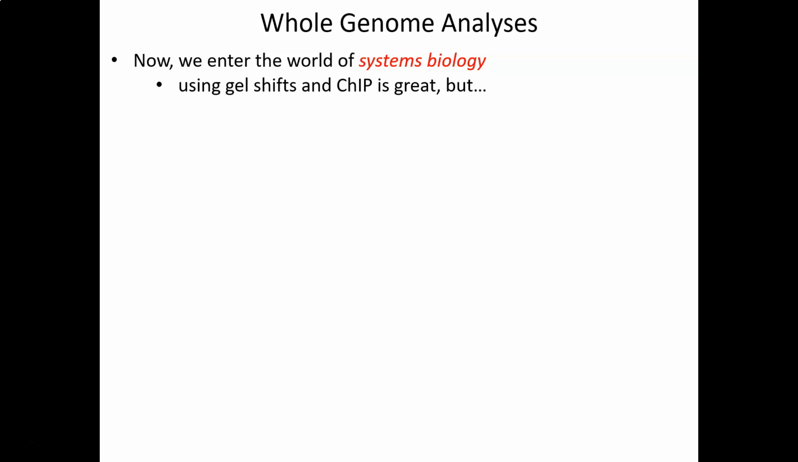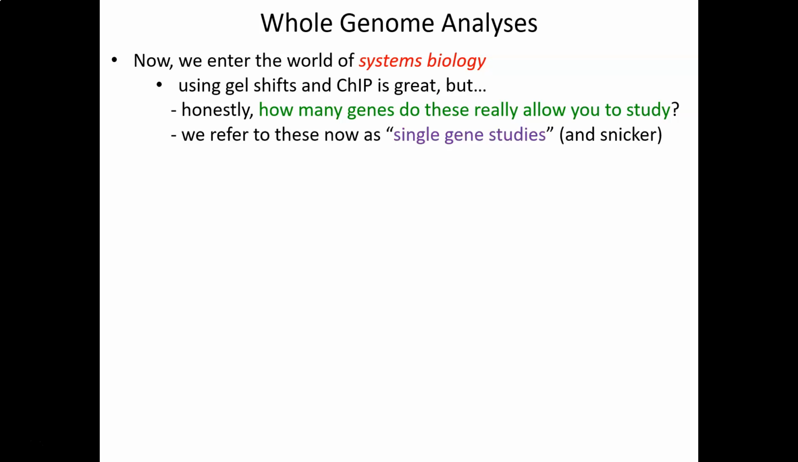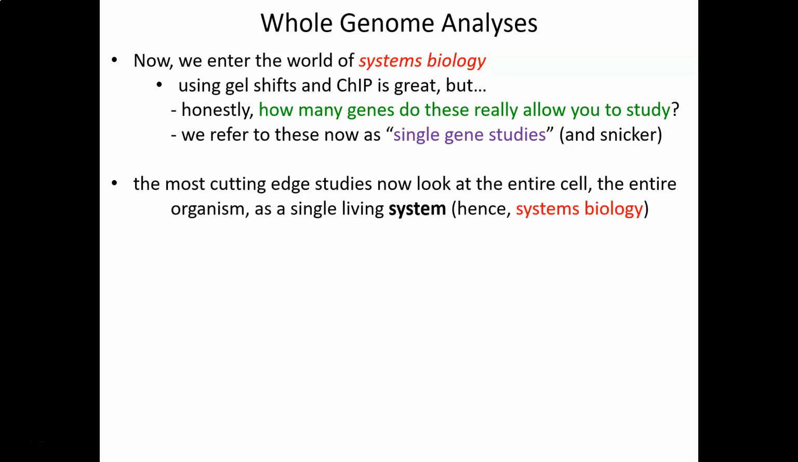Gel shifts, super powerful. I mean, conclusive, unambiguous detection of protein binding to DNA. And ChIP, being able to do that in vivo is just incredible. But how many genes do these techniques allow you to study? Only as many genes as you are probing for, either with a visual probe in gel shifts or PCR primers in ChIP. We now refer to these kinds of studies as well as reporter genes as single gene studies, and some molecular geneticists will even snicker at this, like, she's doing a single gene study, because we don't have to do these kinds of studies anymore.